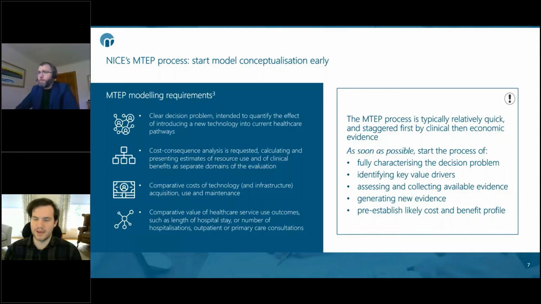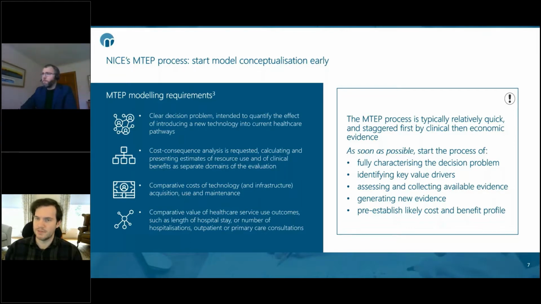The MTEP application process sits within the NICE Health Technology Assessment, or it is a route through NICE Technology Assessments. It is relatively quick compared to a single technology appraisal, or indeed multiple technology appraisals, which are the two other routes that you can go through at NICE. But the MTEP is specifically focused on medical devices, which is why we are discussing it here.